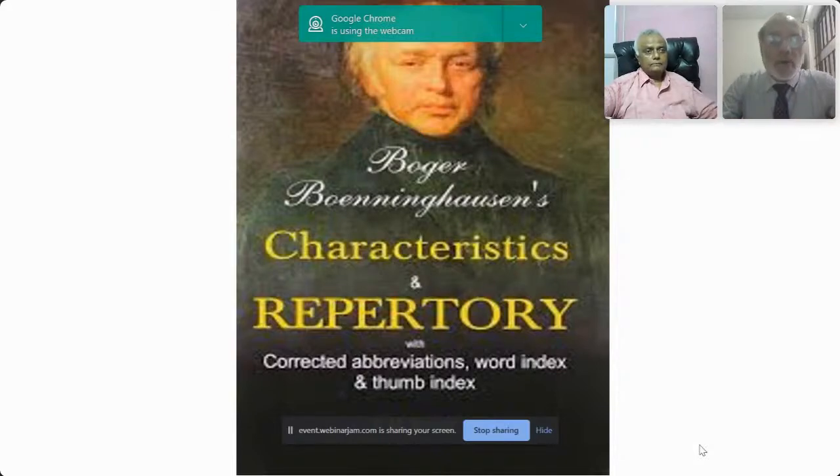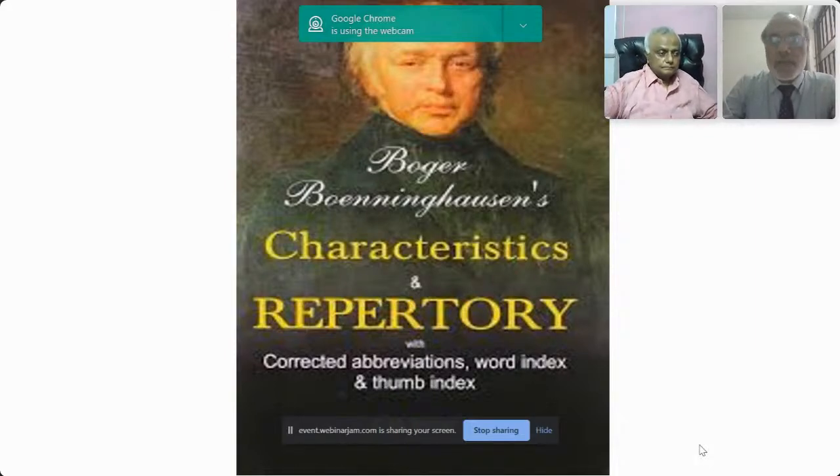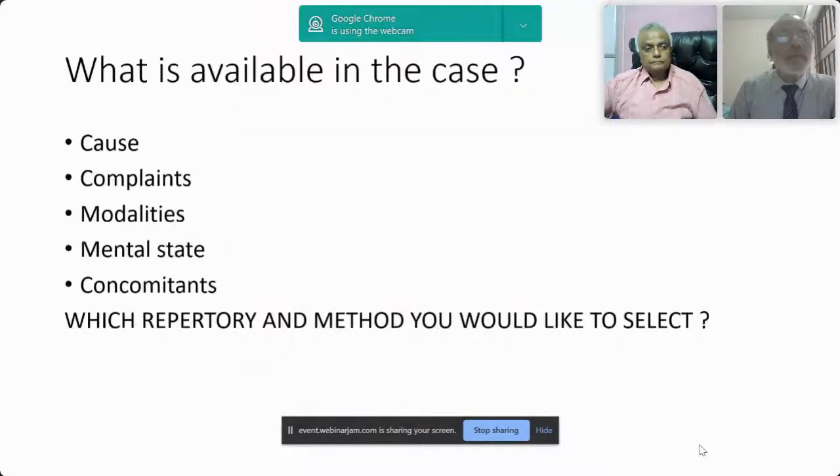Okay. So we were discussing that case where we have the cause and effect phenomena and the symptoms as a result of anxiety and emotion. So we have come to the conclusion that what is available in the case was the cause, complaints, modalities, mental state, and concomitant. And then we decided that this will be a better case if we go by Boger's method.